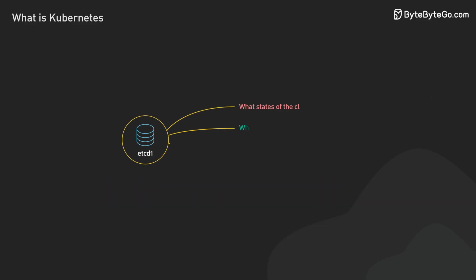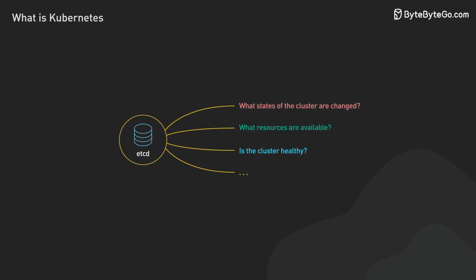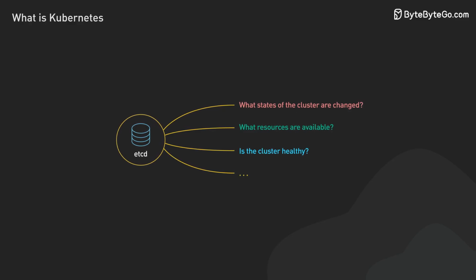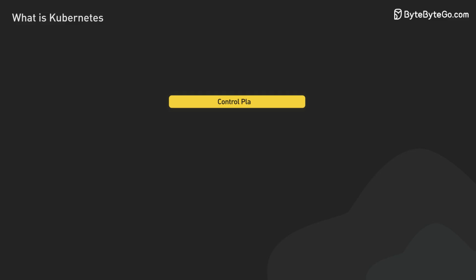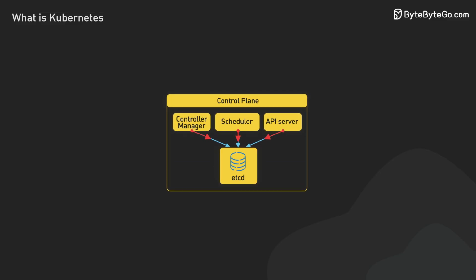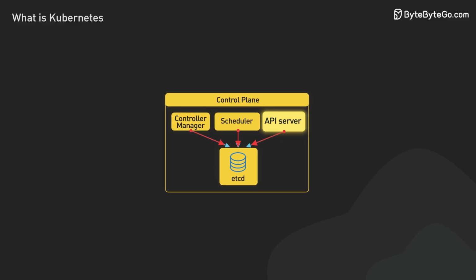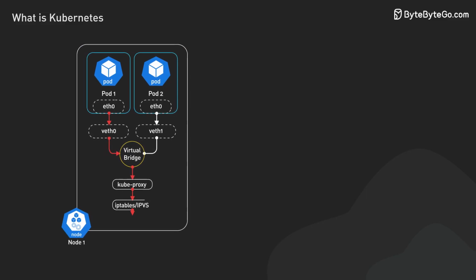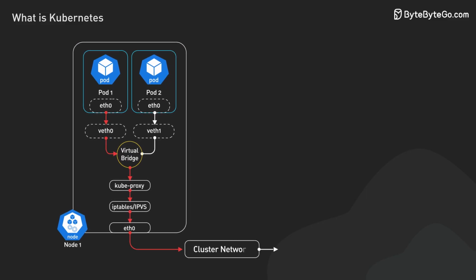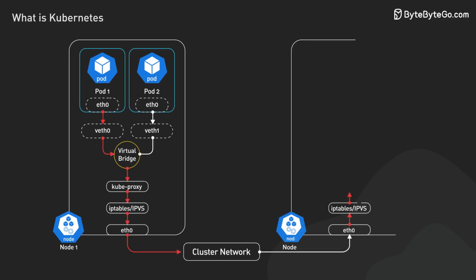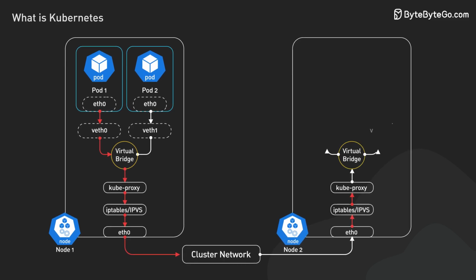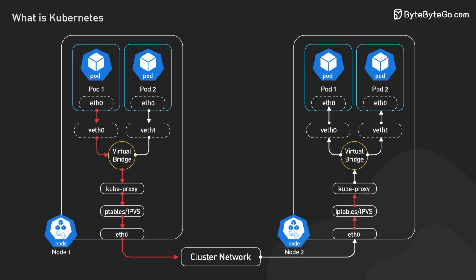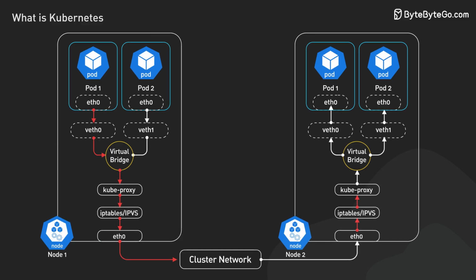Underpinning all of this is etcd. It's a robust key value store that serves as the persistent memory of the cluster. It securely stores all configuration data and the real-time status of each node and container. To enable seamless communication between nodes, Kubernetes uses a virtual network that interconnects all nodes within the cluster. This virtual network abstracts away the underlying physical infrastructure and presents the cluster as a unified computing resource.